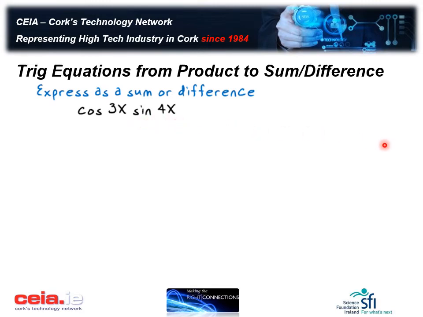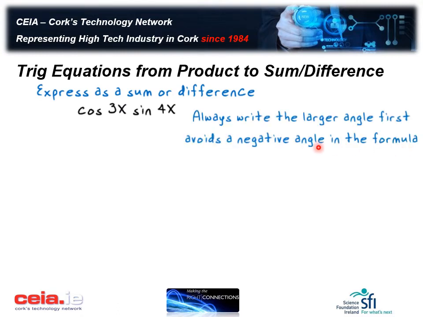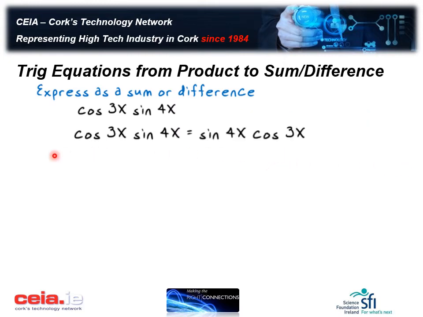Okay, now the first thing that my predecessor suggested in these kind of problems is always write the larger angle first, which avoids a negative angle in the answer, which makes sense to me. So this would certainly be one of the tips that you might like to put in your summary sheet or your check sheet for this chapter. Okay, so let's do as he suggests. So we just rewrite cosine 3x sine 4x to sine 4x cosine 3x. And we'll see later on why that becomes a good idea.